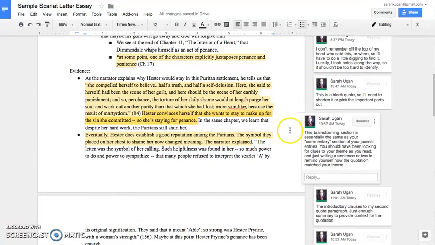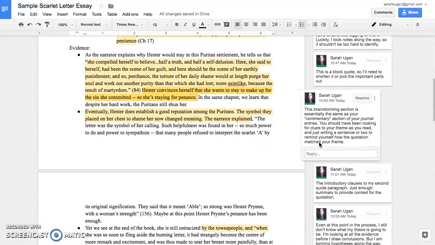You can see here, this brainstorming section is essentially the same as the commentary section of your journal entries. You should have been looking for clues to your theme as you read, and just writing a sentence or two to remind yourself how the quotation matched your theme. So what I have here is really more summary than commentary, and as I get into writing the actual essay, I'm going to have to think more about analysis.